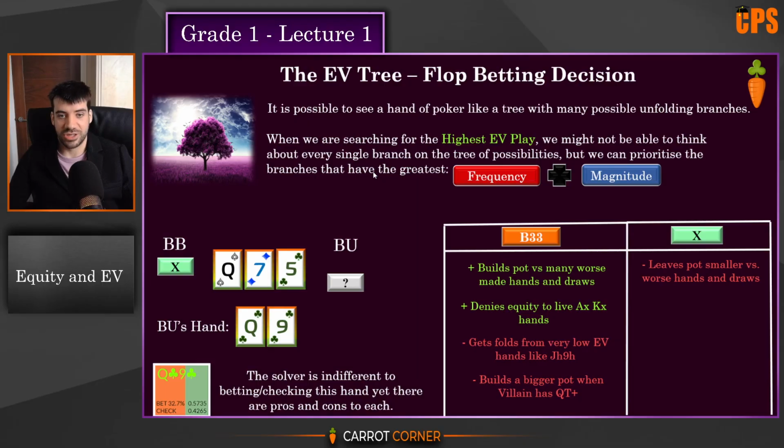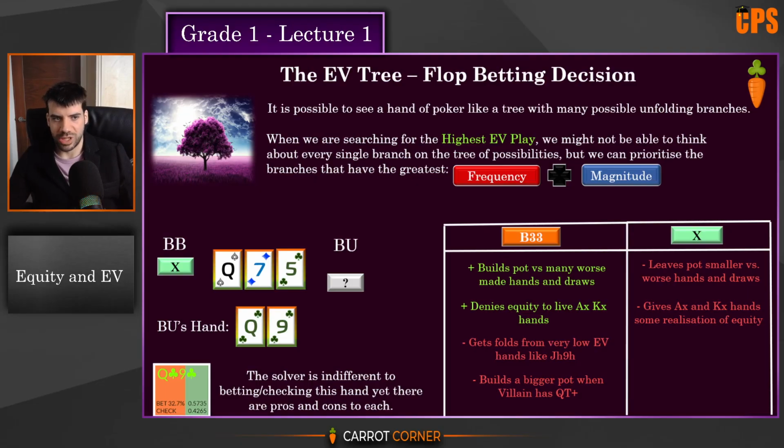So there are disadvantages to checking as well, but there are also pros to this line. Firstly, checking leaves the pot smaller versus worse hands and draws. It gives ace-x and king-x hands some realization of equity that they would not get if we were to bet, and these are definitely disadvantages, right? I want to earn as much money as possible against a pair of fives or a pair of sevens or a queen six, and I don't want villain to outdraw me with a king.